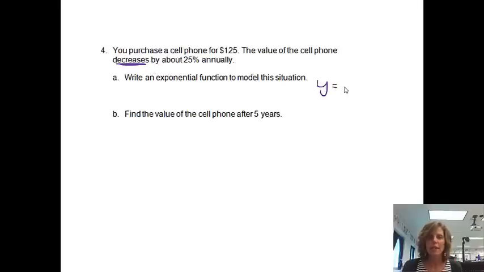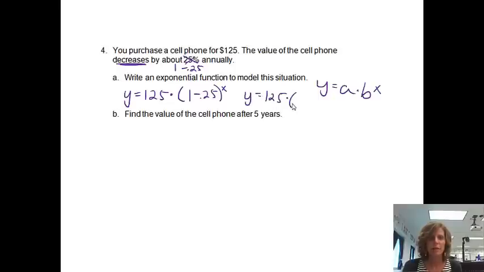We're going to start with y equals A times b to the x. 25% as a decimal is 0.25. So we're going to have y equals A as our starting amount. Our starting amount is $125. And then times, since I want it to decrease instead of adding 1, I'll do 1 minus 0.25. So it's going to be 1 minus 0.25 raised to the x power. So we'll get y equals 125 times 0.75 to the x power, because 1 minus 0.25 is 0.75. Again, you can have parentheses or not have parentheses. It doesn't make a big deal. The biggest thing is that the x has to be the exponent.